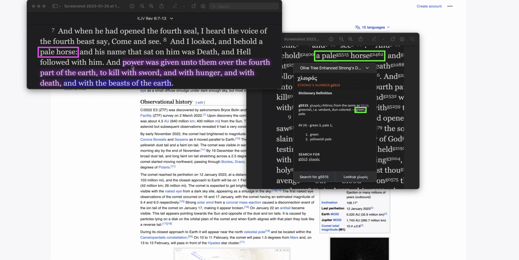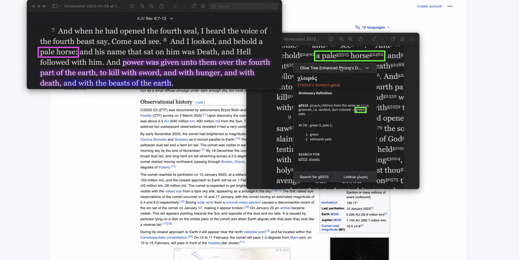We know a sword is coming. I know some of these things are going to be uncomfortable to talk about because no one wants to talk about bad things, but bad things are coming. Now there's also a hope, but there's judgment that's coming, and it's just the way it is. But as you look at this word pale, pale horse, pale means green.